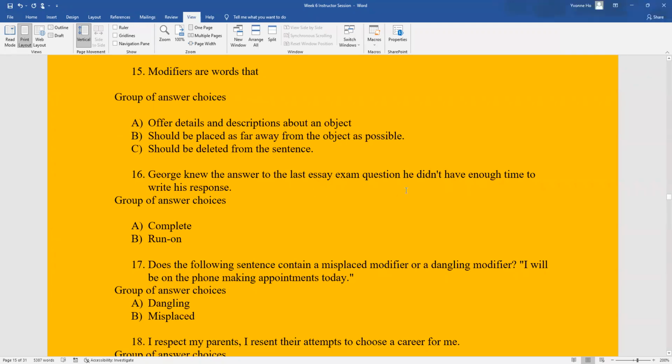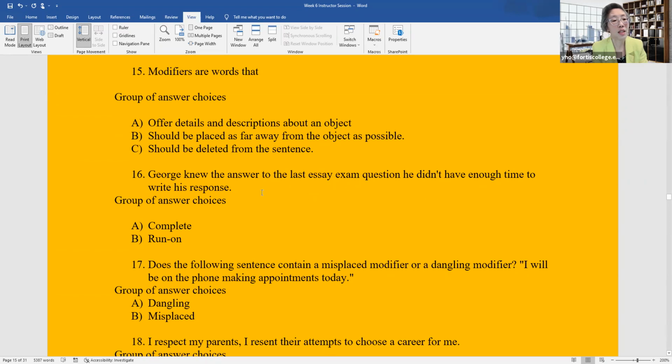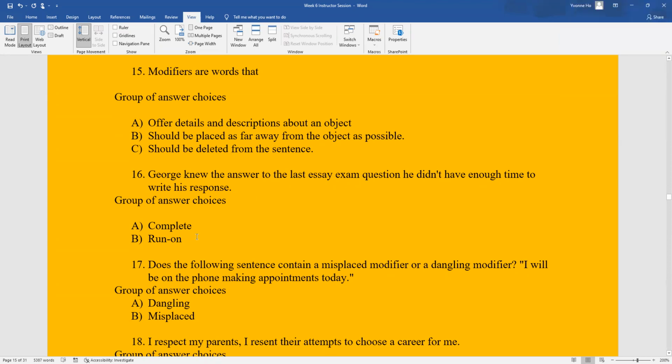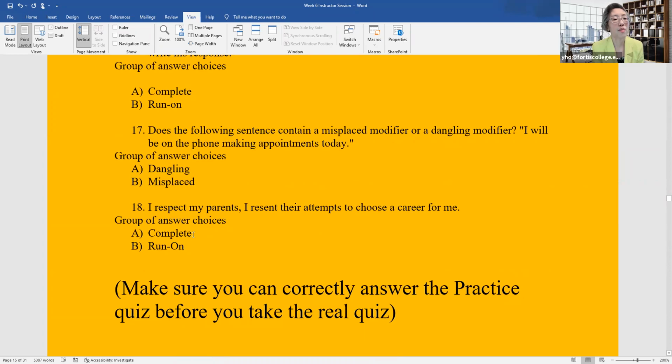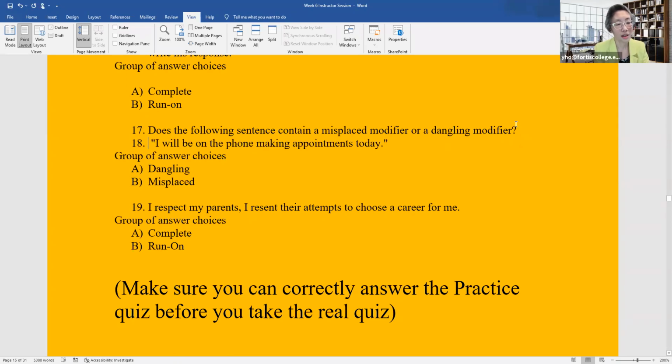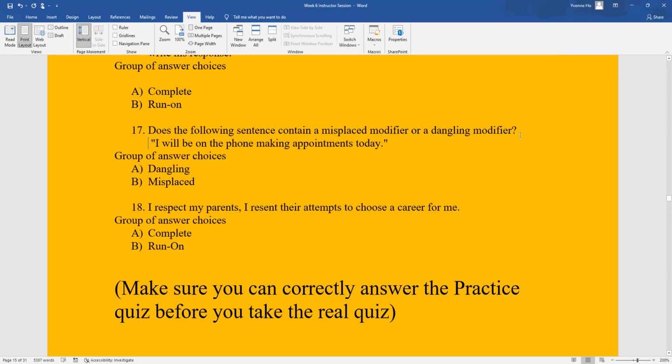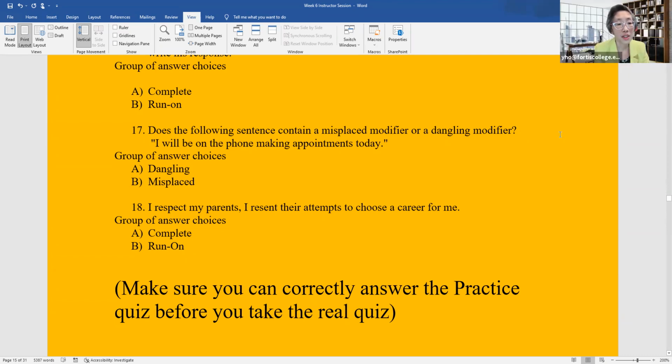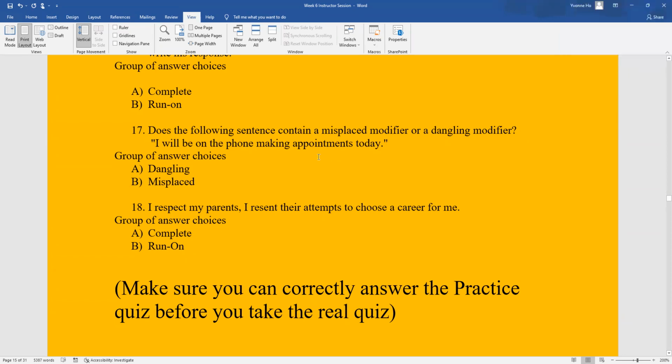George knew the answer to the last essay exam. He didn't have enough time to write his response. Is this a complete sentence or a run-on? Run-on. I will be on the phone making appointments today. Is this a dangling modifier or a misplaced modifier? Misplaced, I guess. Yes, that's correct. Oh, it keeps changing numbers. Yeah, so: I will be making appointments on the phone today. So therefore, if I've got to change the sentence, it's a misplaced modifier.